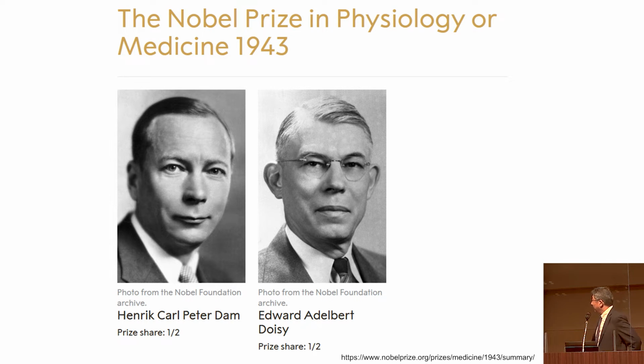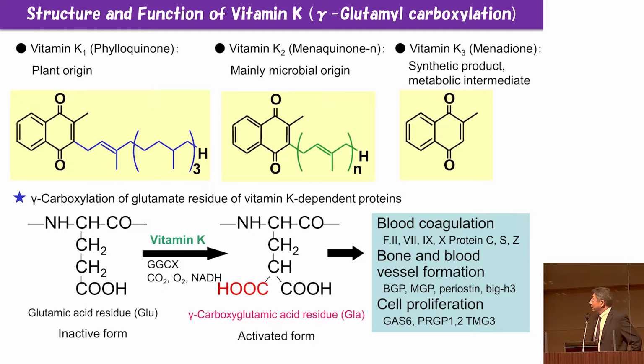Afterwards, Doisy, a scientist from the United States, and his team determined the structures of vitamin K1 and K2. Dam and Doisy were awarded the Nobel Prize in Medicine or Physiology in 1943 for their efforts in vitamin K research. The basic structure of vitamin K consists of a 2-methyl-1,4-naphthoquinone.